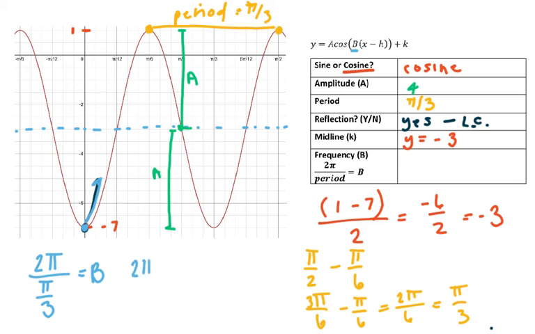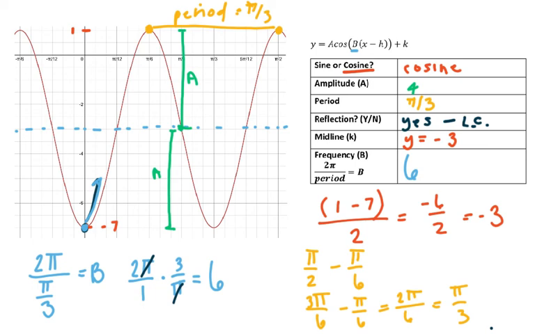Another way to write 2 pi divided by pi over 3 is to multiply it by the reciprocal. So we're multiplying by 3 divided by pi. So when we solve, our pi's will cancel out, which will leave us with 6 over 1, or 6. So we know that our b value, or our frequency, is going to be 6.